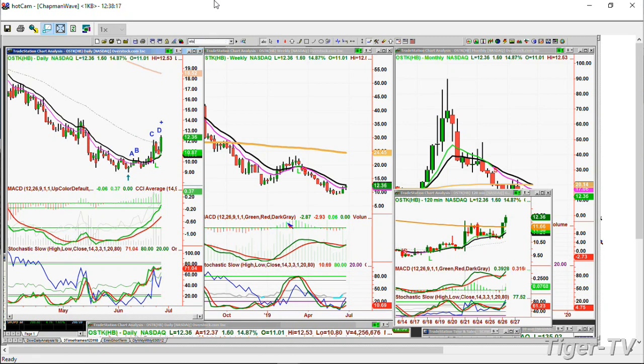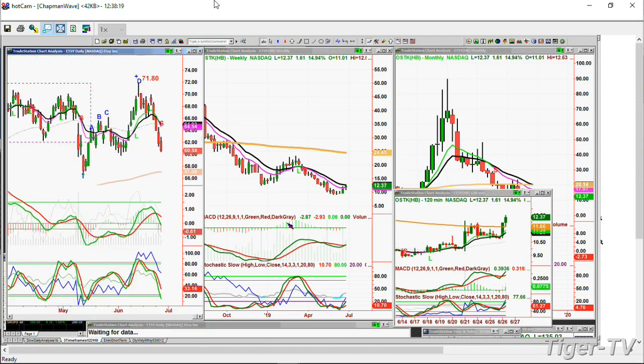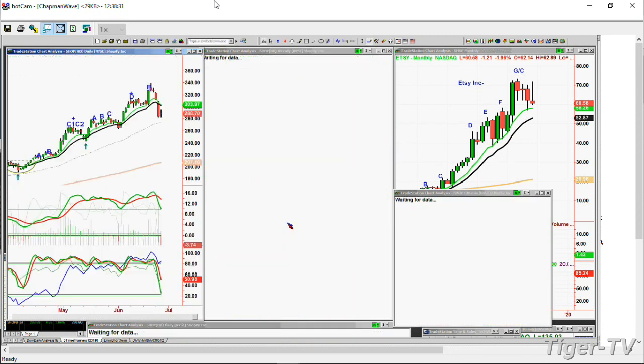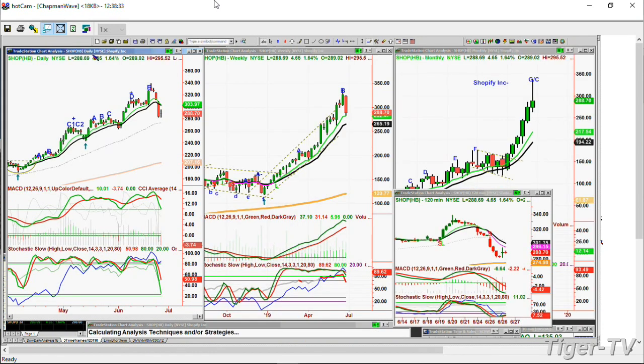Etsy, another one, Etsy and Shopify. Etsy had a peak D at 71.80 and has a big plunge to the downside, down at 60.58. That whole sector. So Etsy, and now you've got Shopify, which made a peak E and is pulling back sharply. It's only a peak B in the monthly chart, and a leg G/C that was weekly, in the monthly is G/C. I'll talk a little bit more about this one when we get back.